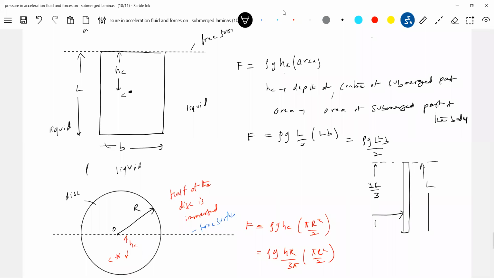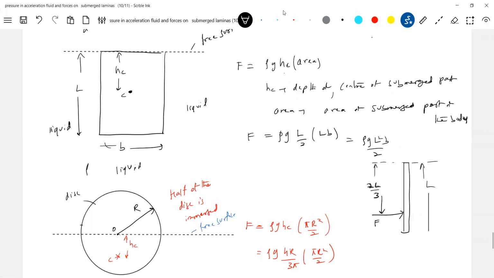Point of application. But sir, like you said, the liquid will exert force at all points. Yes, it will act at all points. If you want to show the total force at one point, where it should apply, it should be at 2L by 3 for a rectangular plate. Again, for different objects, it will be different. We have to find out.